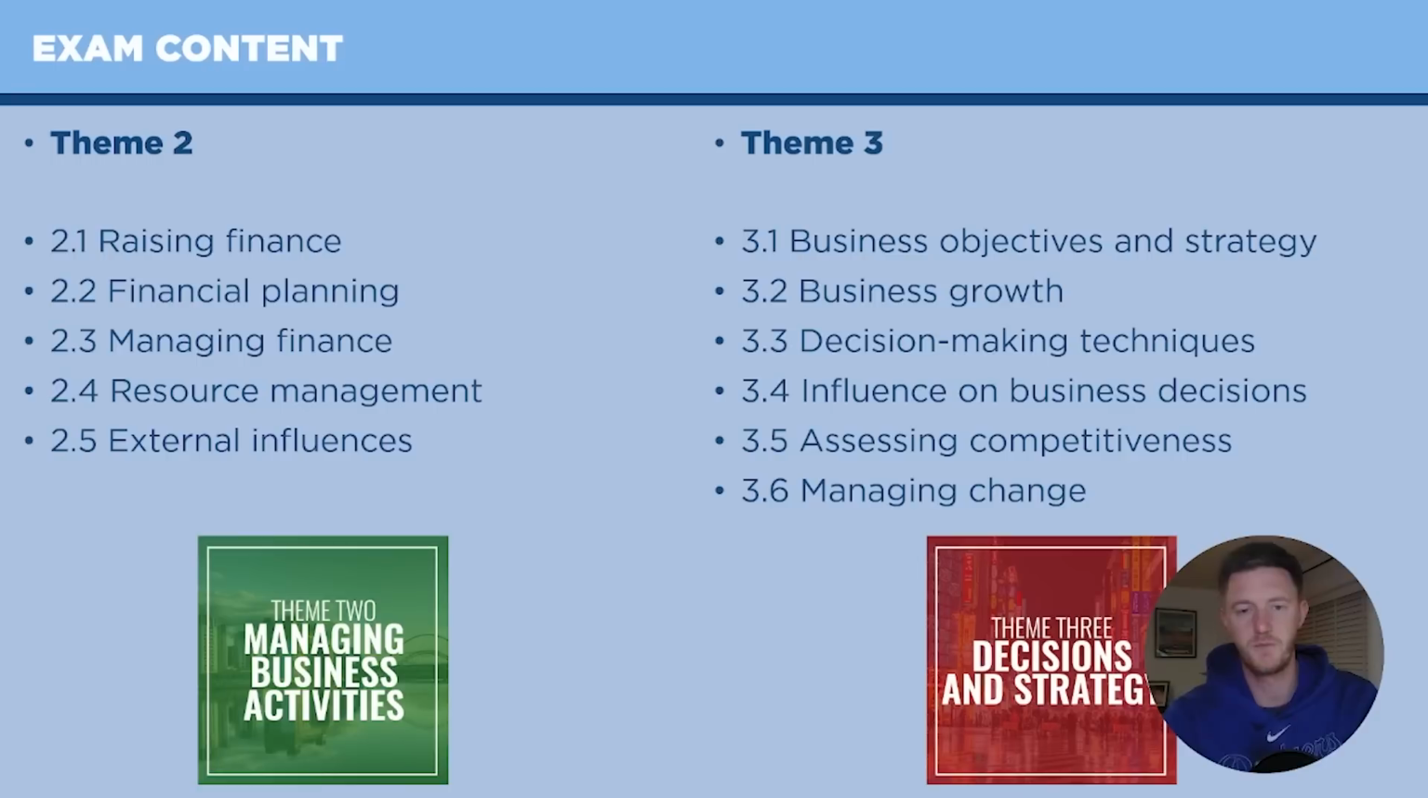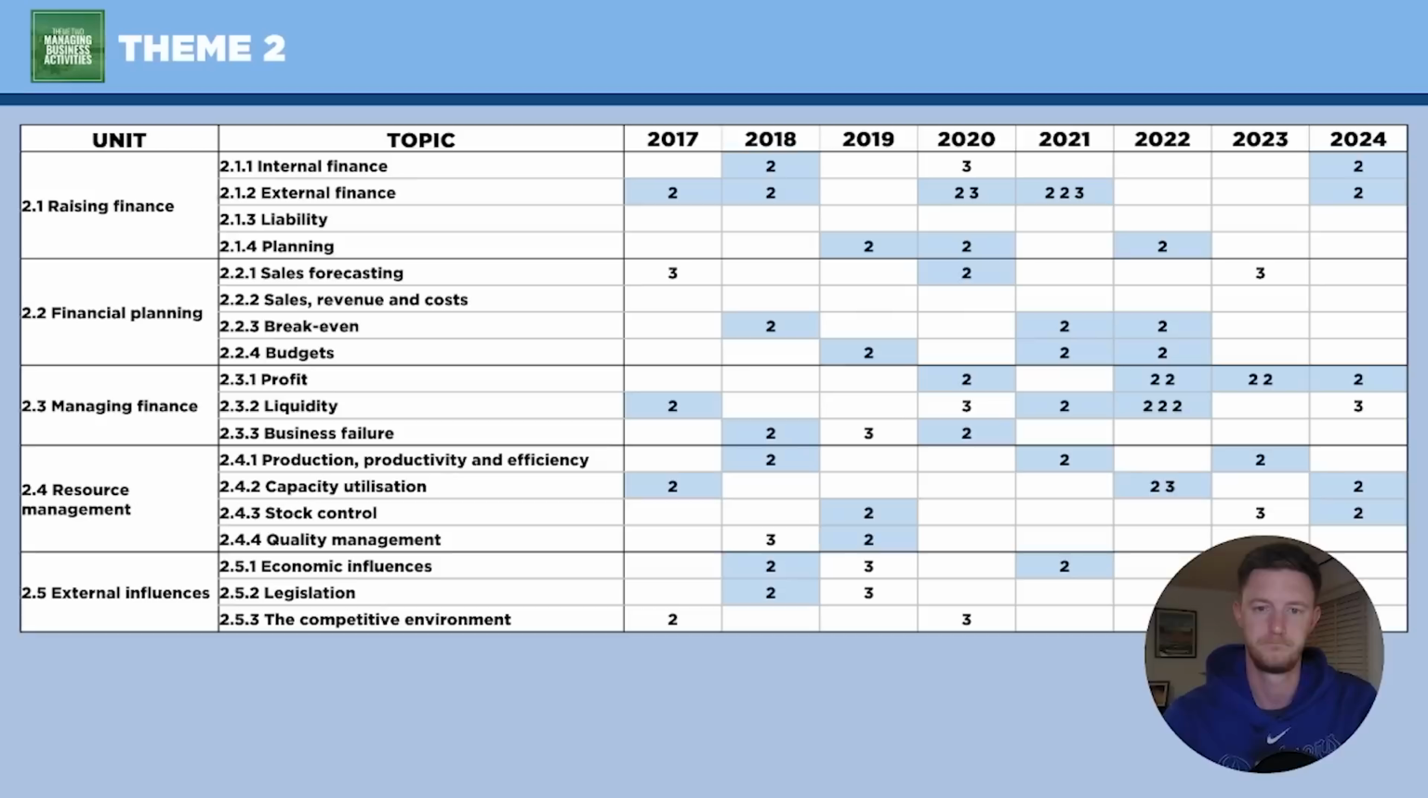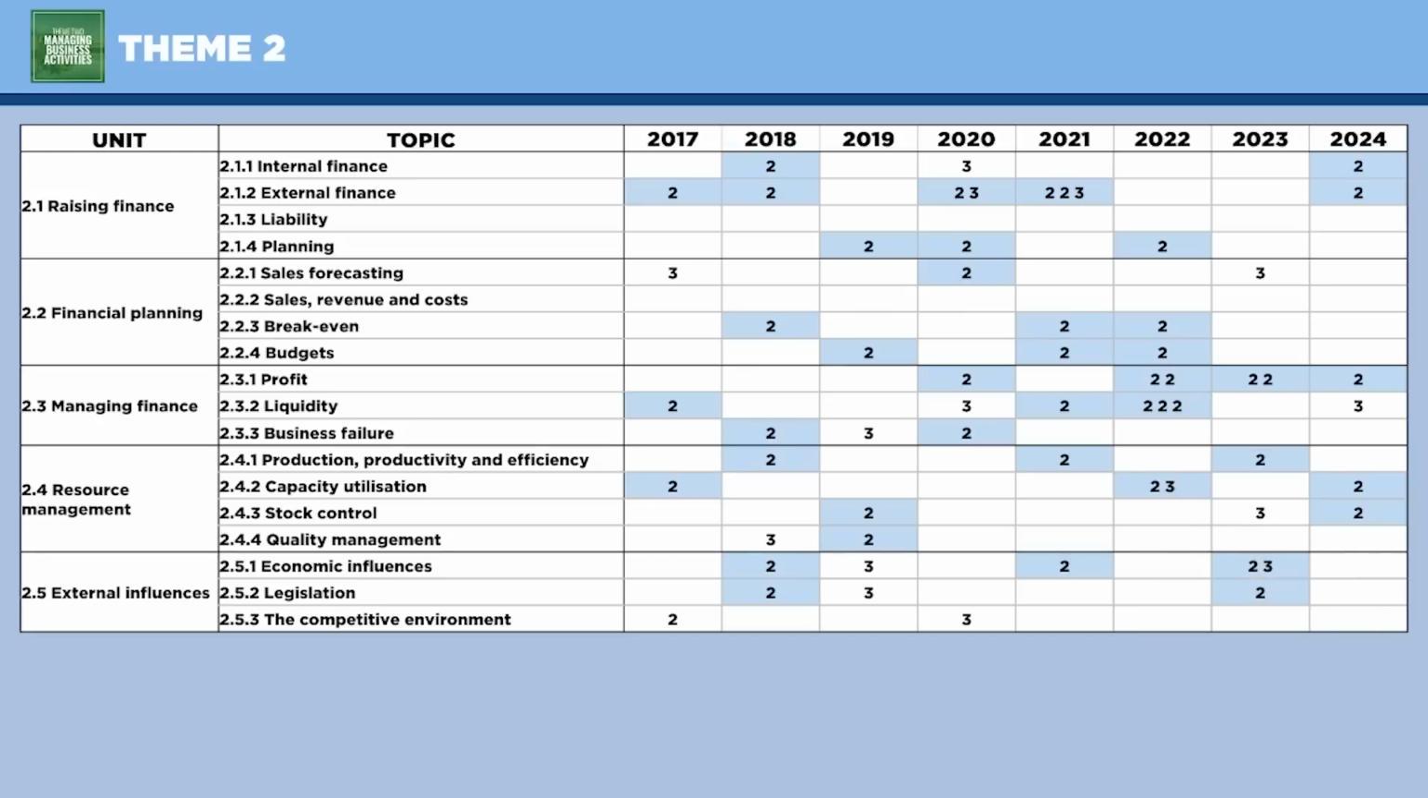So let's have a look at topics in previous years. This covers themes 2 and 3. There's loads of finance in theme 2, and there's quite a few financial tools in theme 3 as well, so there's quite a lot of links between these. But theme 2 is mainly about finance and operations and a bit of external influences. Theme 3 is all about business strategy and what causes strategy to be certain ways and what influences decisions that businesses make.